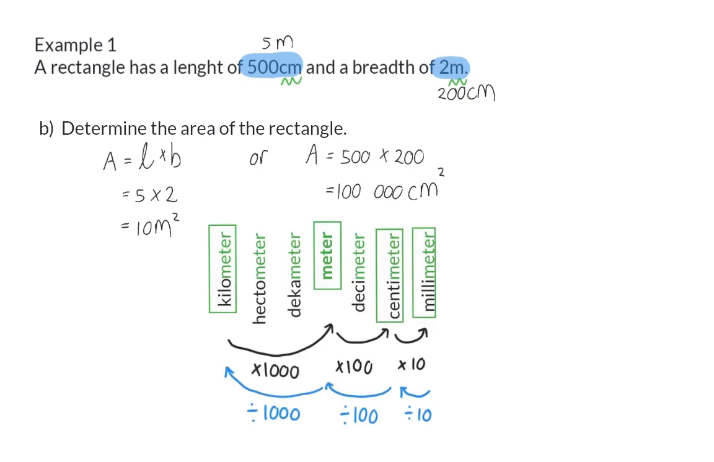We already know that a meter is 100 times bigger than a centimeter. Now we can also see that a meter squared is 10,000 times bigger than centimeter squared. This is because both measurements are 100 times bigger. And if I multiply those two measurements with each other, it will be 100 times 100, which will give us the 10,000 times bigger.